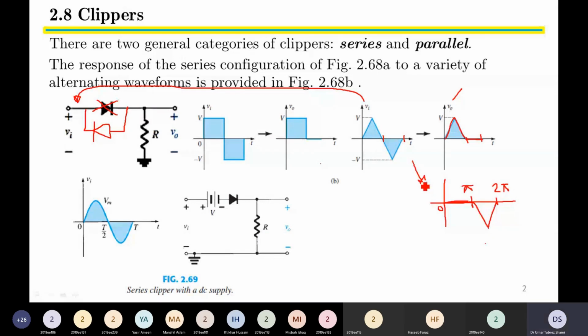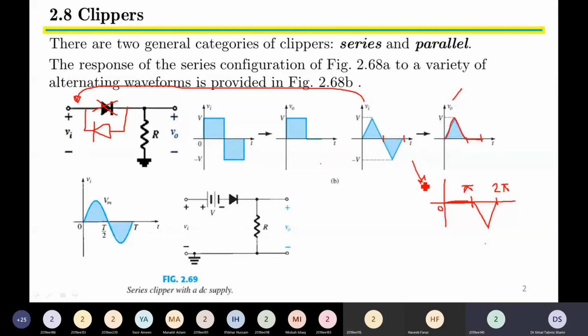Was this your question? Yes, sir. It means that there are two types of clippers. One is positive and second is negative. Well, if we look deeply, the concept is the same. All that we have done is we have just reverse connected the diode. So the same theory will be applied.